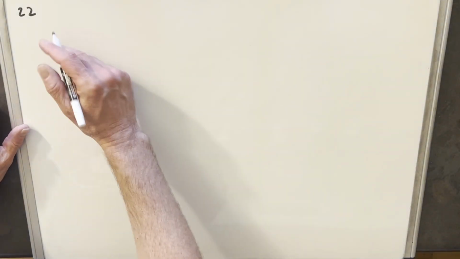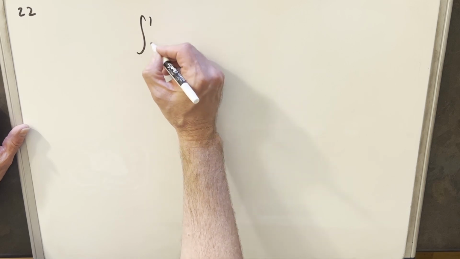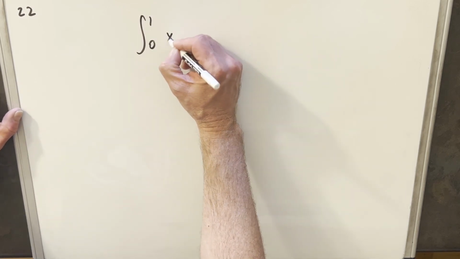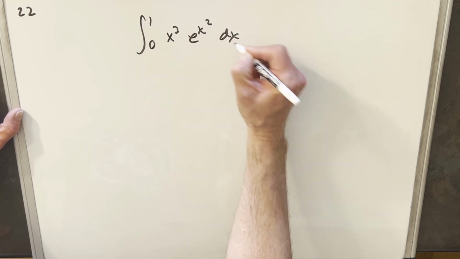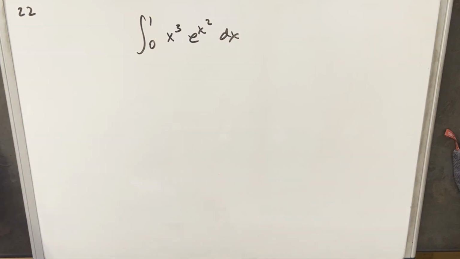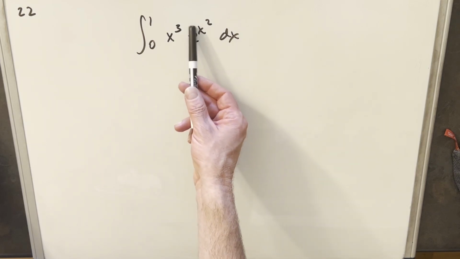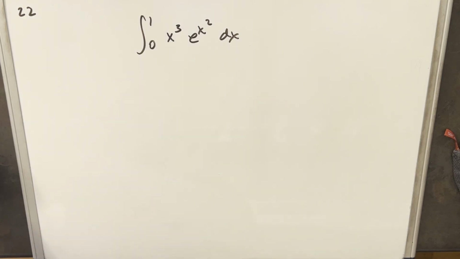Hey, we have here an integral from MIT Integration Bee 2010 and I forgot to write it down. So let's do this. We have problem number 22. We're integrating from 0 to 1 x cubed e^(x squared) dx. At first I thought it was looking a little like the Gaussian integral, but we don't have a minus sign there. We don't have the infinity in our bounds.